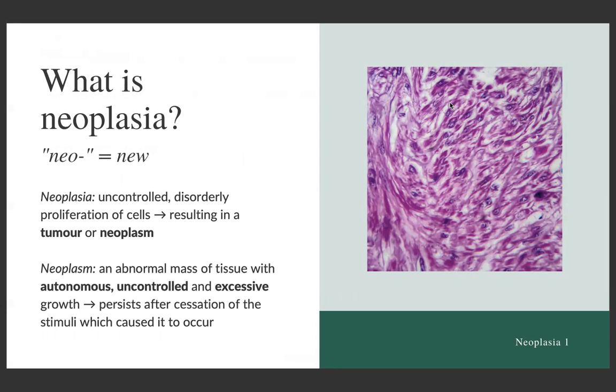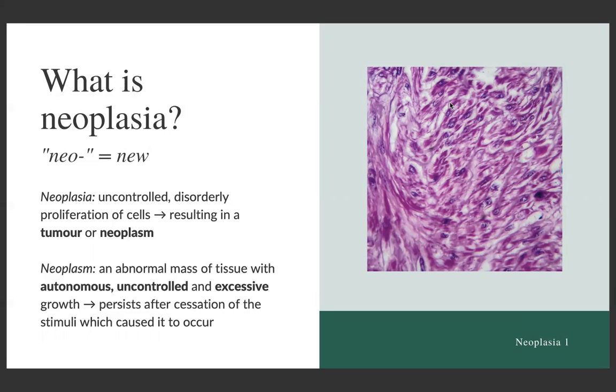Now let's take that a step further and define a neoplasm or a tumor. That is an abnormal mass of tissue with autonomous, uncontrolled, and excessive growth. These three words that are bolded here are very important to keep in mind: autonomous, uncontrolled, and excessive growth.